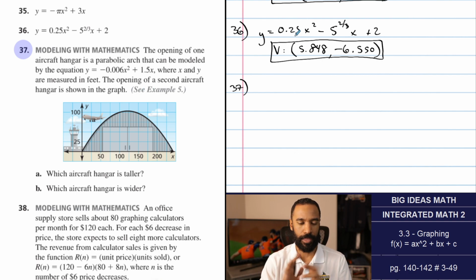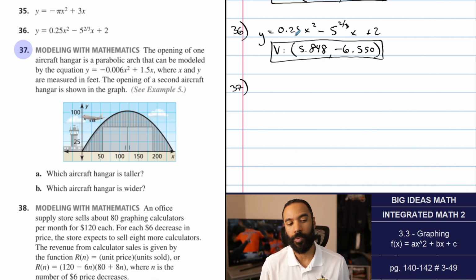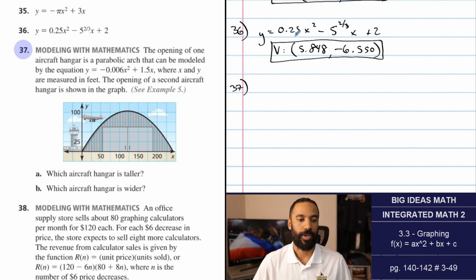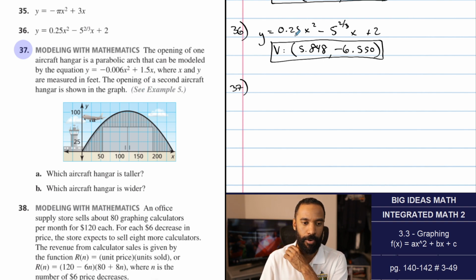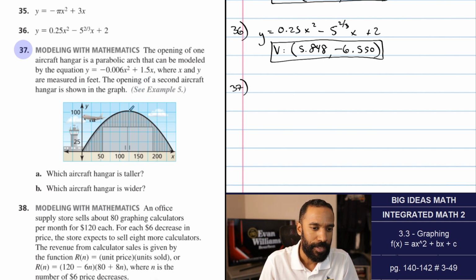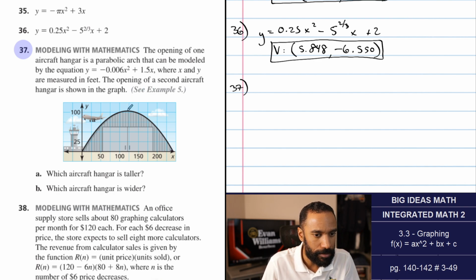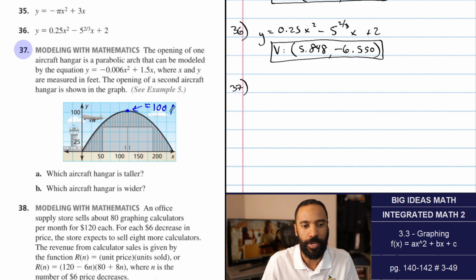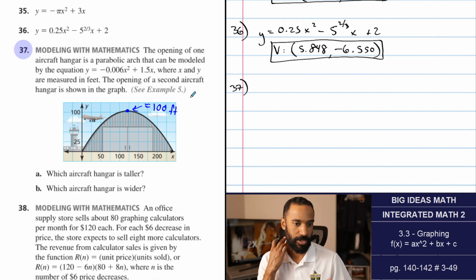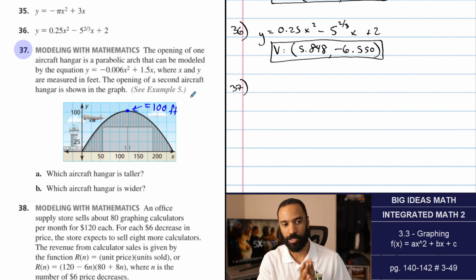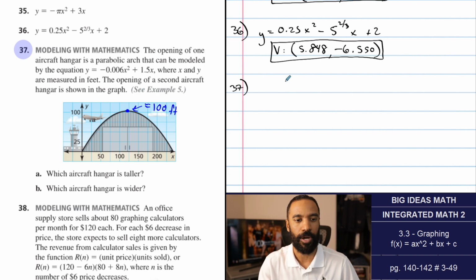Okay, so I'm not going to write anything yet. Let's see. Which aircraft hangar is taller? Which aircraft hangar is wider? Okay, to answer the taller one, we have to find the y value of the vertex of both of these. For this first one right here, it's about up there. It's about 100 feet, right? A little bit more than 100 feet, I think. About 100 feet. So if we get a y value like 110 or something, I think this is less than it. But if it says 100 or less than 100, then I think this is more. So hopefully it's considerable enough that we know.